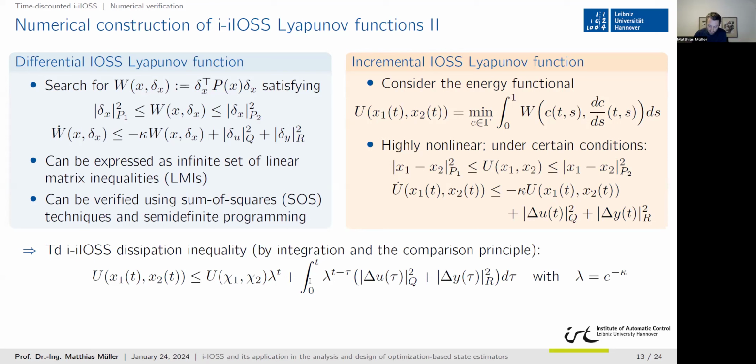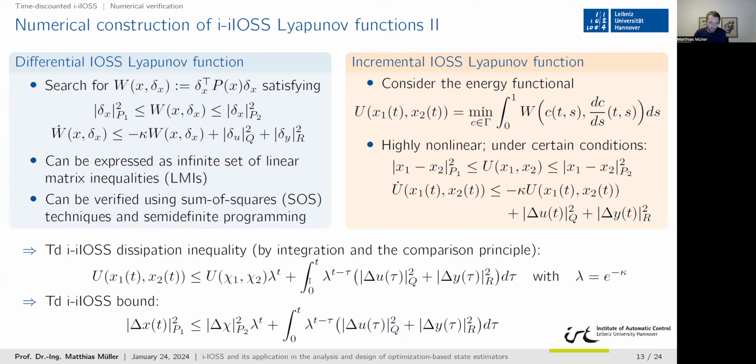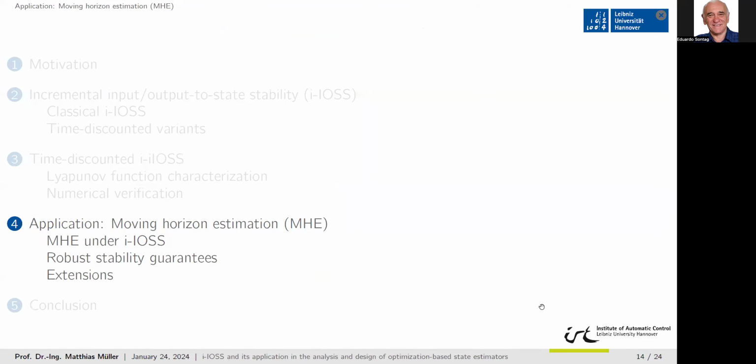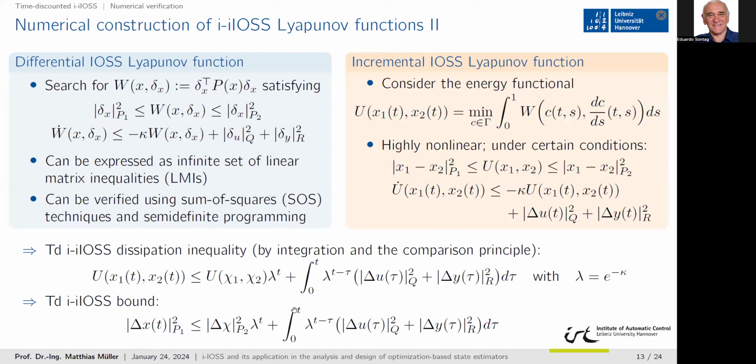And of course, this directly also gives me the suitable bounds in the IOSS. Was there a question? Can I ask you a quick question? Yes. A couple of things. First of all, the P of x in the differential IOSS Lyapunov function, how complex would that be when you do the sum of squares and so forth? Because you will have a derivative of that, right, with respect to time. I mean, you need the gradient.